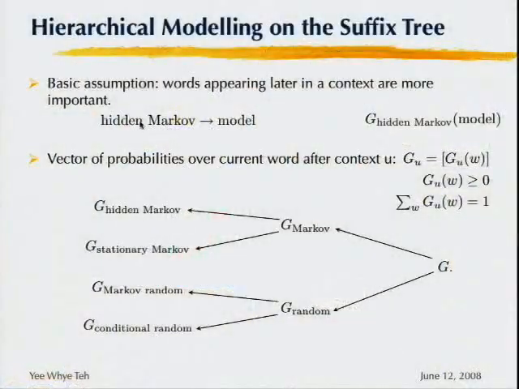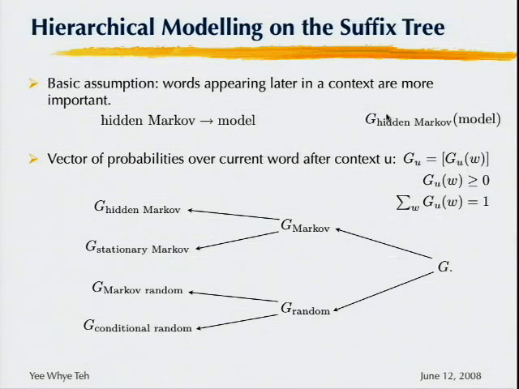So what sort of hierarchical model do we use? So I said that we'll be using suffix trees. So here's a little example. So we might have different contexts, say hidden Markov, right? So that's our context. We want to predict the word model. Okay. So for different contexts U, we have a vector of probabilities for the words which could occur after that context. So G of U of W is simply the probability that word W occurs after a context of U.